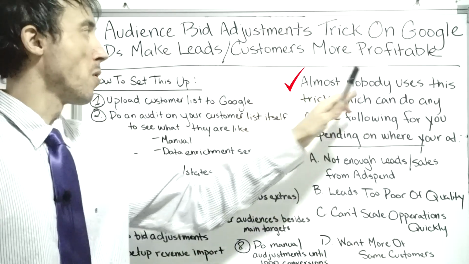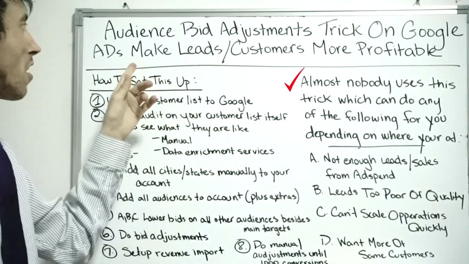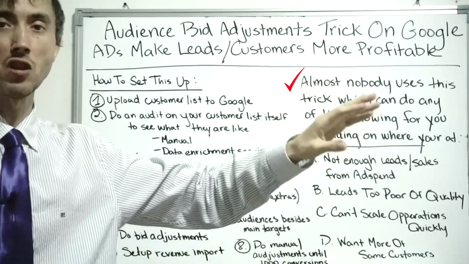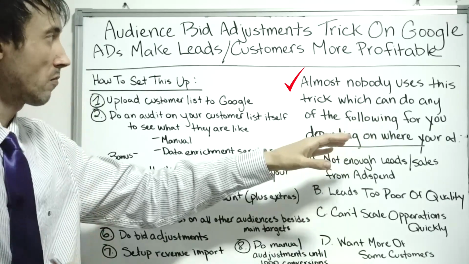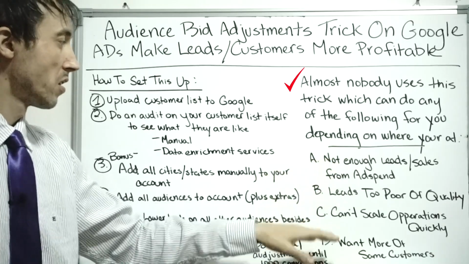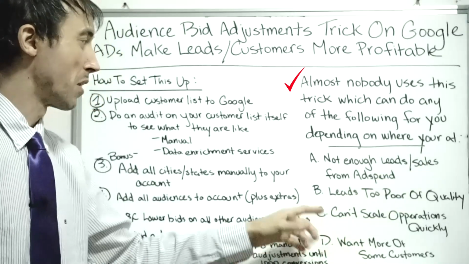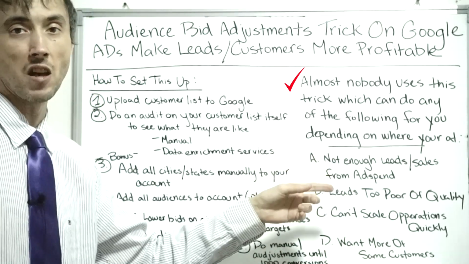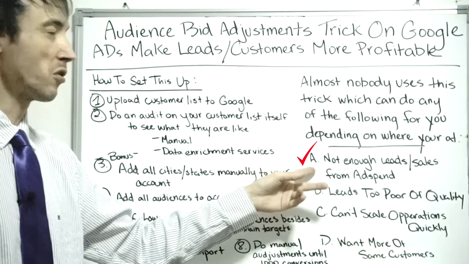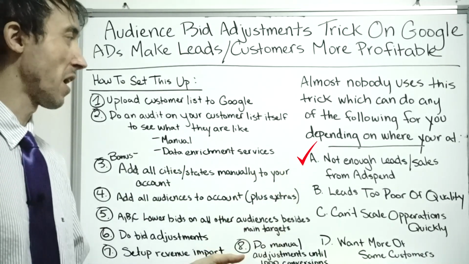So almost nobody uses this trick, where you do bid adjustments on the audience level or through the audience menu on your ad accounts for search and display ads. But it can help any one of you guys watching, because obviously all of you have a little bit different goals, but it can help you in any of these situations, which basically covers every situation you could be in. If right now you don't have enough leads or sales from your current ad spend, in other words, it's just not profitable for you, this will be able to make your ads profitable.